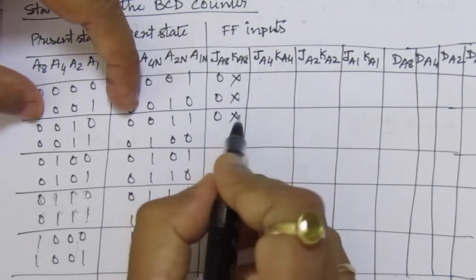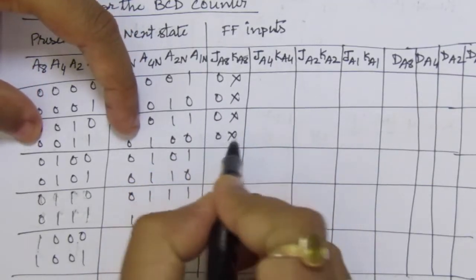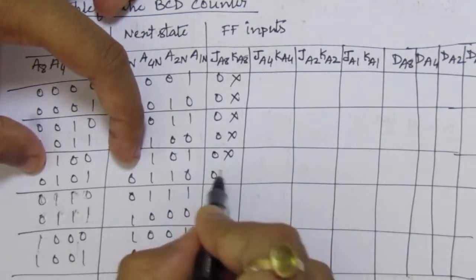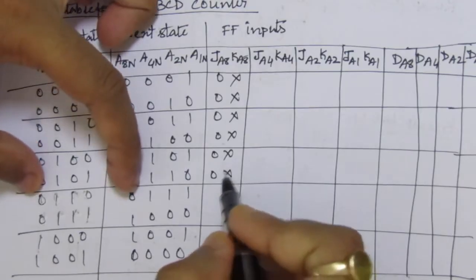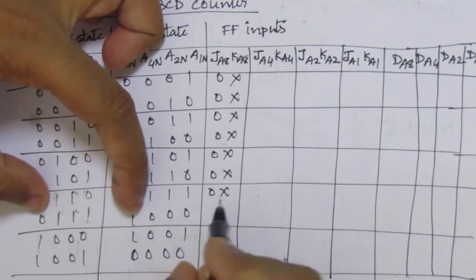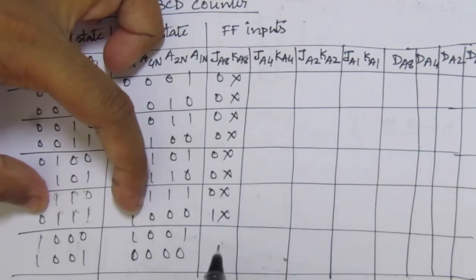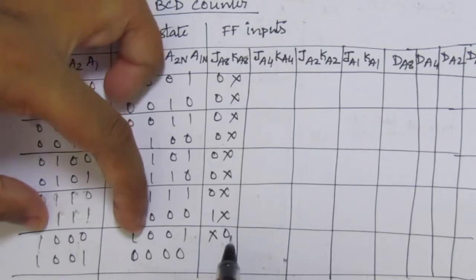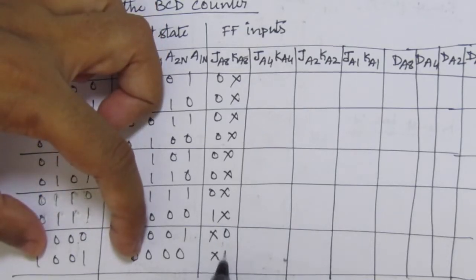So 0 don't care, 0 don't care, 0 don't care, 0 don't care condition, 0 don't care condition, 0 and 1. For 0 and 1 we'll have 1 and don't care. 1 and 1 means don't care 0. 1 and 0 means don't care 1.